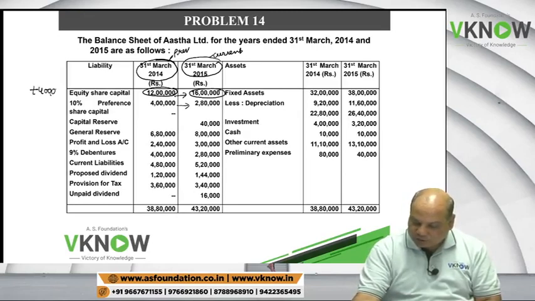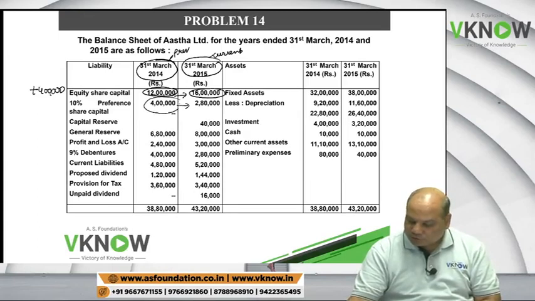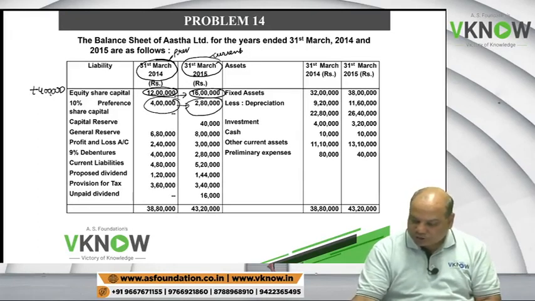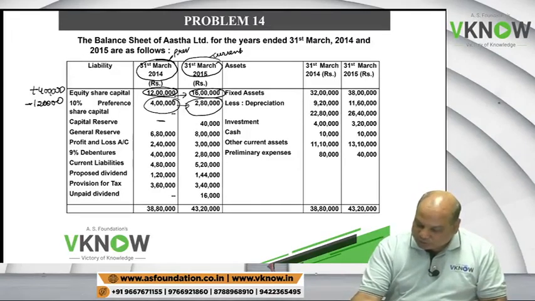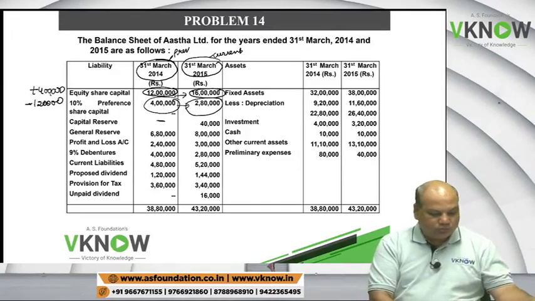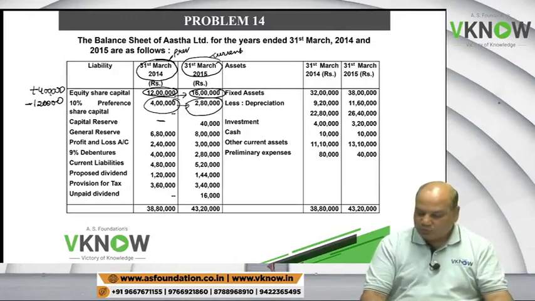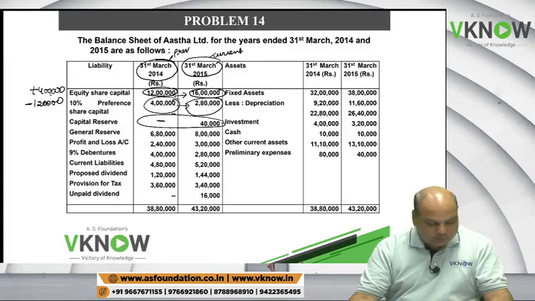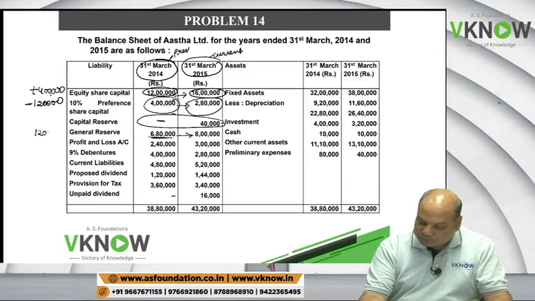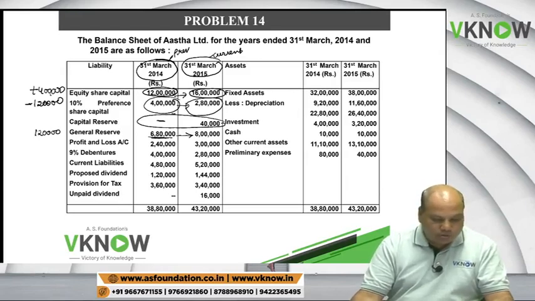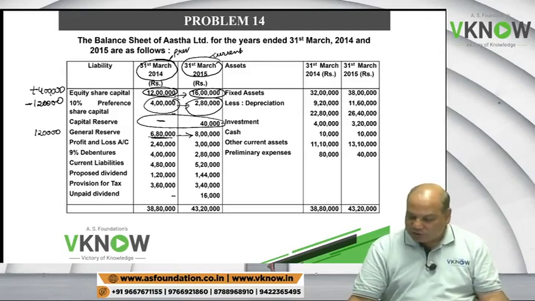Equity share capital issued 4 lakh. Preference share was 4 lakh. Now it is 280, so preference share redeemed 1,20,000. Then there is a capital reserve, opening is 0 but closing is there. So something must have happened. We need to examine what has happened. General reserve has gone from 680 to 8 lakh. So transfer to general reserve seems to be 1,20,000.